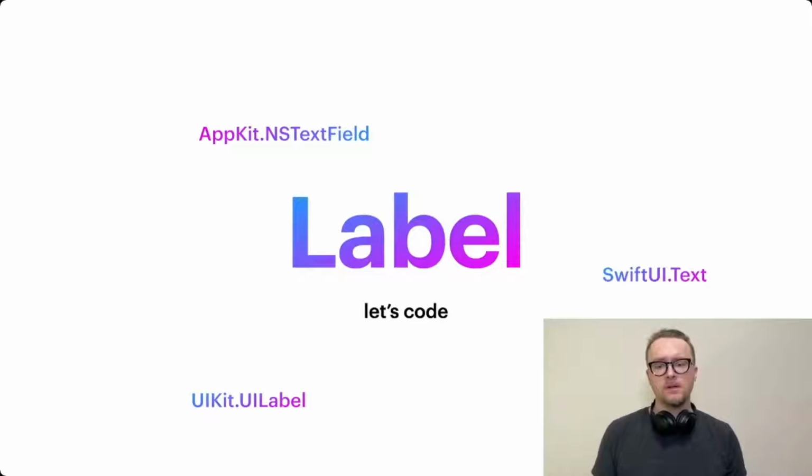You know what the label is? The label is like a UILabel from UIKit, NSTextField from AppKit, or Text from SwiftUI. So it's just a text. The text can be short, it can be long, it can be wrapped or it can be truncated. Those are the features of the label, and this is what we're going to do with CoreText.